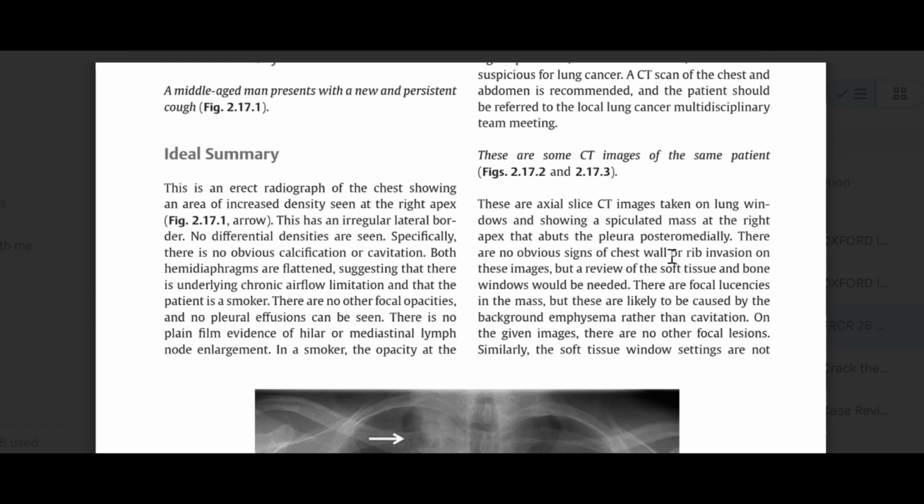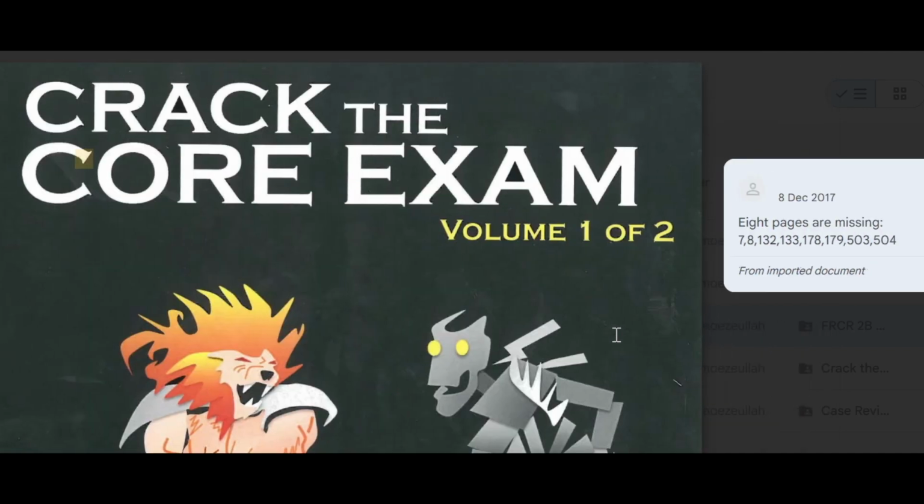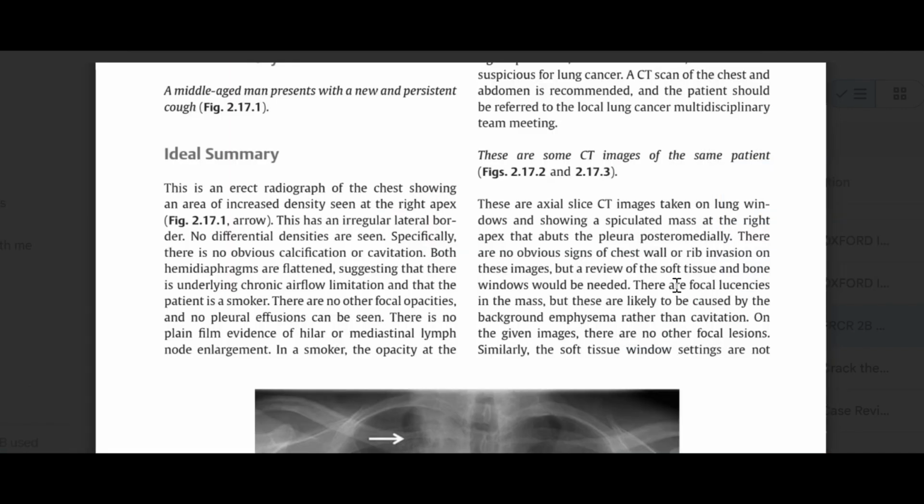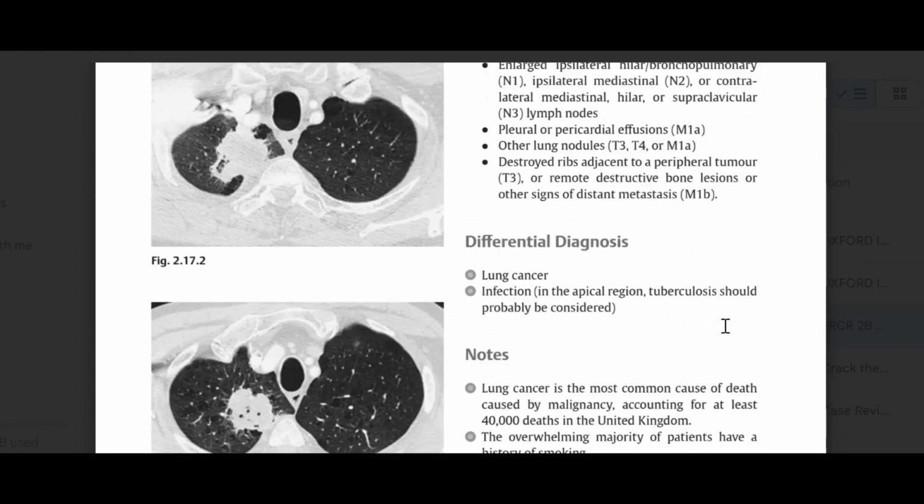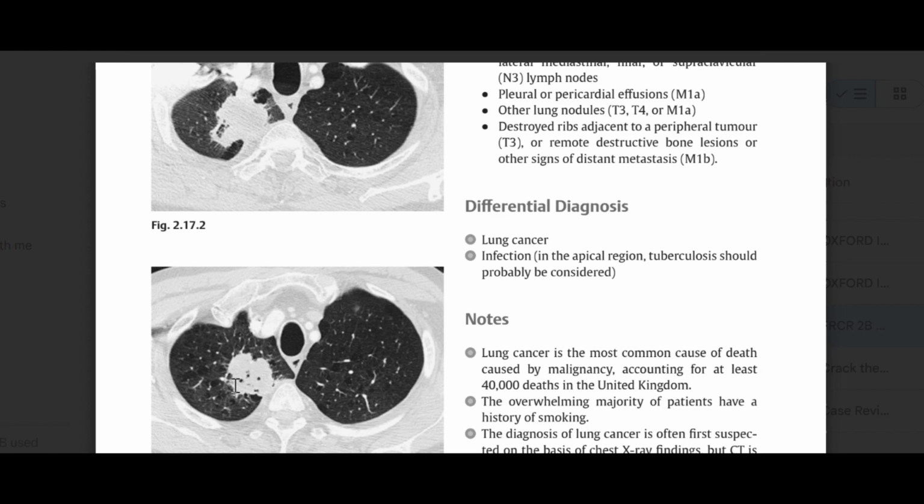There are no obvious signs of chest wall or rib invasion. But there are focal lucencies in the mass, which are likely to be caused by the background emphysema rather than cavitation. So these lesions showing multiple focal lucencies may be caused by the background emphysema.